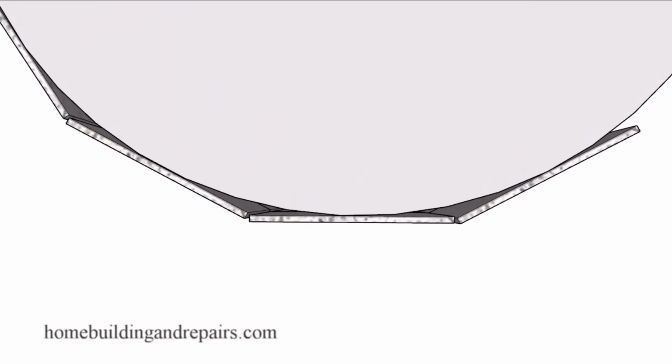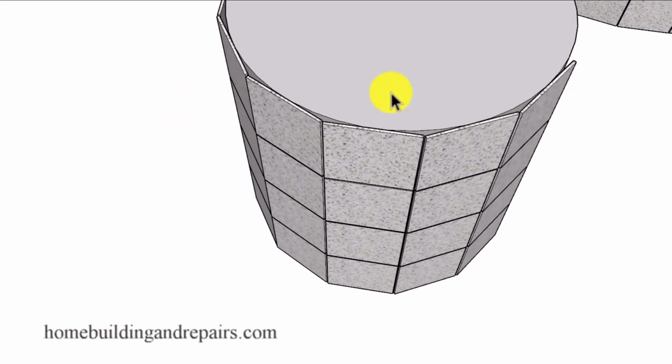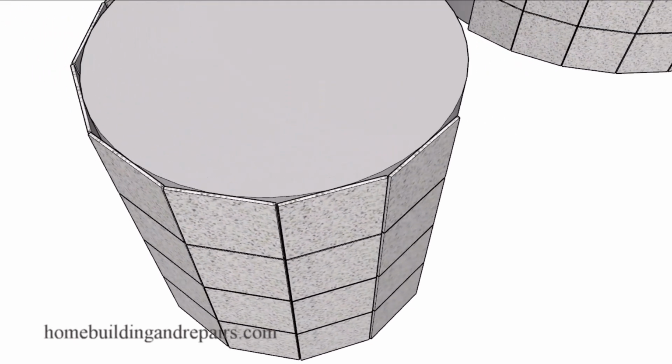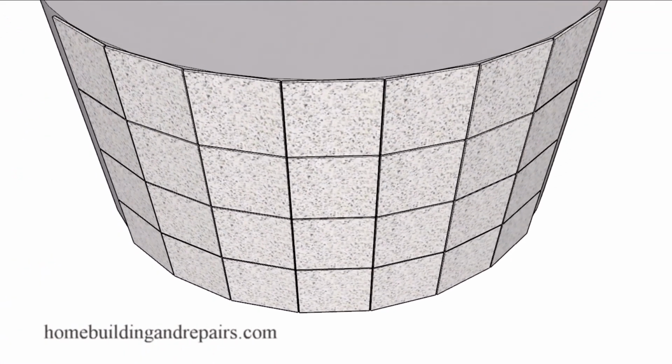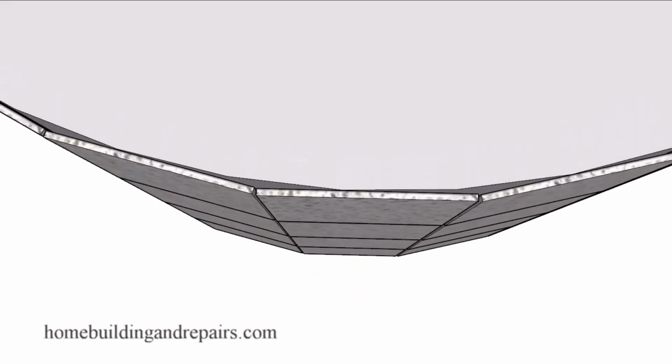So not too difficult. In our example here, we have a 1-foot radius with 6-inch tiles. Over here we have a 4-foot diameter or a 2-foot radius with 6-inch tiles. You can see how they're working a little bit better over here. And I would imagine if I had a 10-foot diameter or a 20-foot diameter, then the 6-inch tiles might work even better.